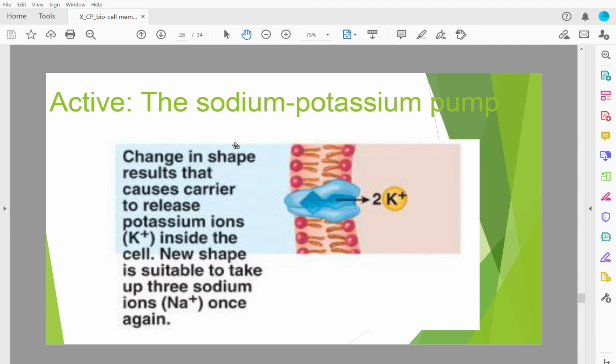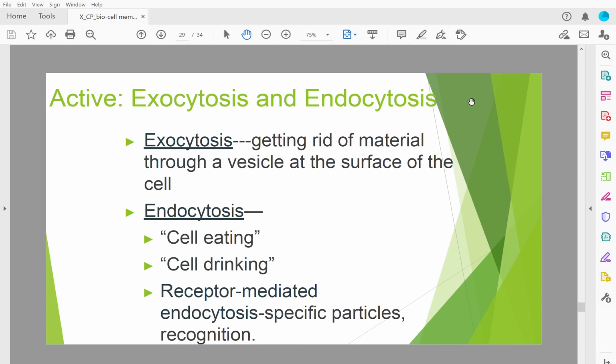Okay, so change in shape results that causes a carrier to release a potassium ion. Here's the potassium ion. The ion is because it has a charge here. This plus is causing it to be charged because it lost an electron and has more protons inside the cell. So it's releasing it inside the cell, and it takes up 3 sodium ions once again. So it's going to pump out sodium and pump in potassium. That's why it's called a potassium-sodium pump.